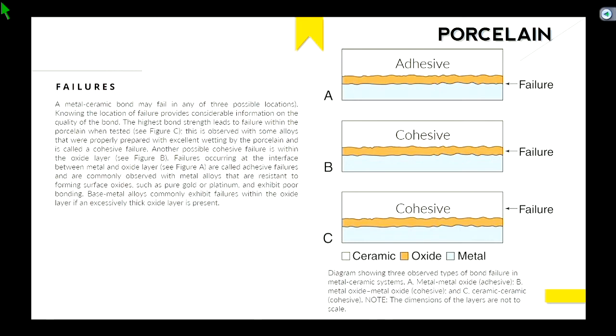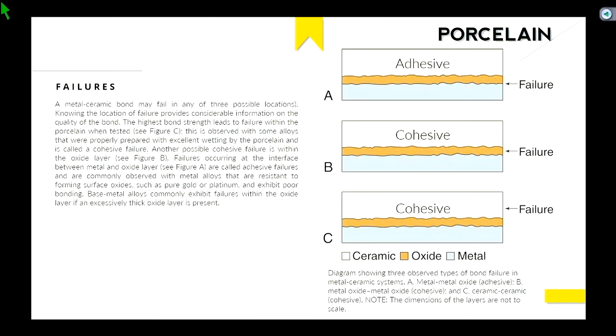So if you look at the cohesive failures, let's start with figure C. The top part of that, the white stuff, is porcelain. So we're saying if the porcelain fractures within the same material, we call that a cohesive failure. So the definition, let's see. The highest bond strength leads to failure within porcelain when tested, figure C. This happens when you get a good bond between the metal and the porcelain. So the porcelain becomes your sort of weakest link. This is called a cohesive failure.